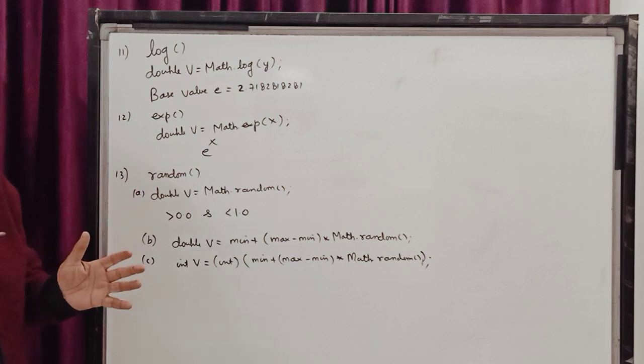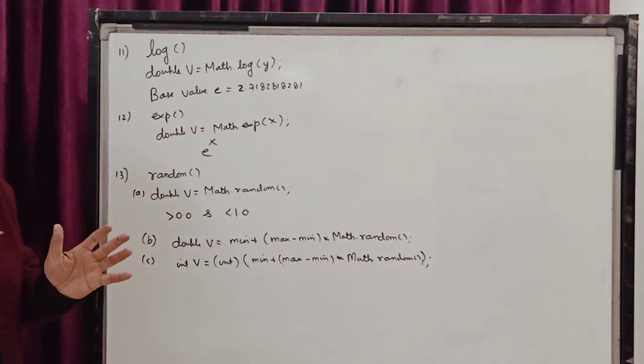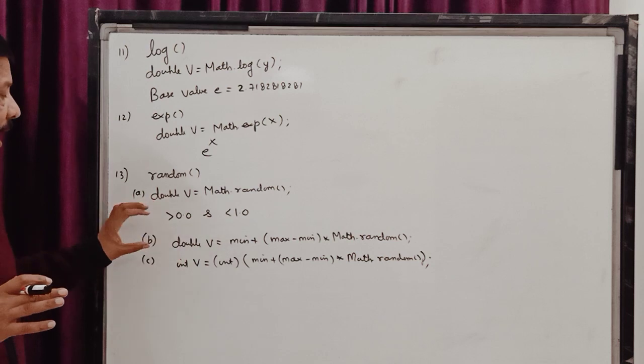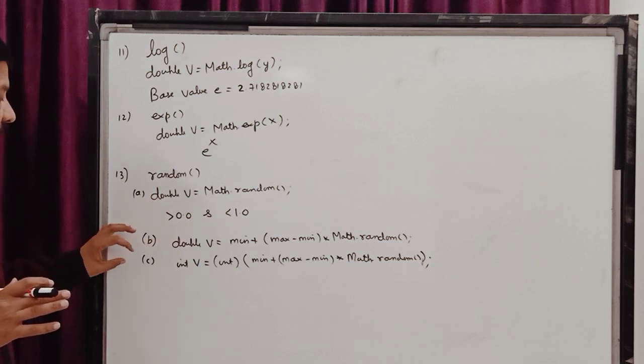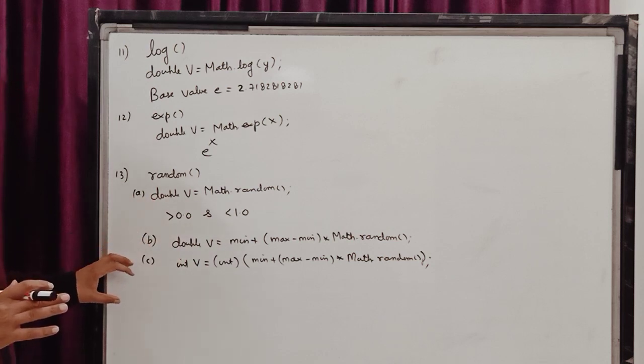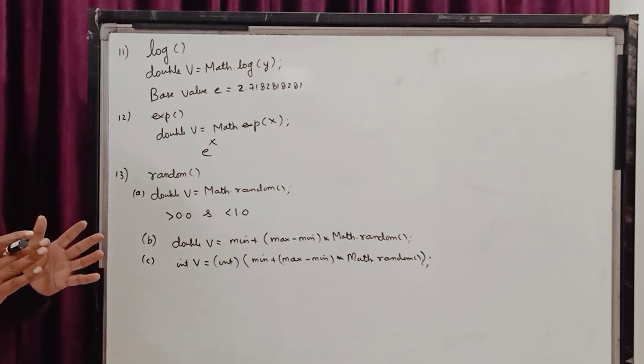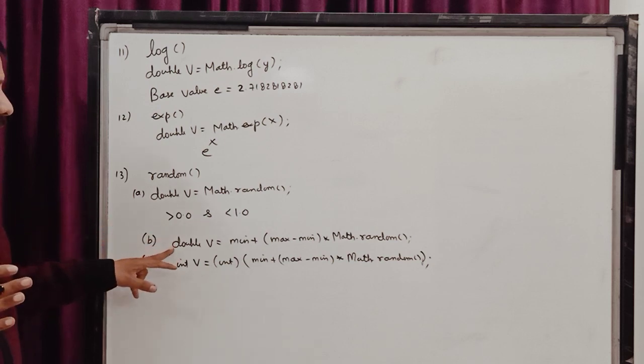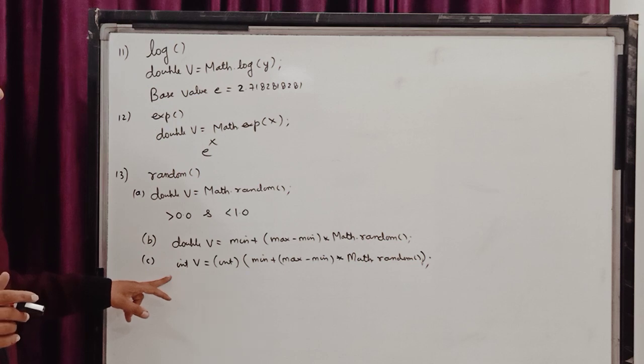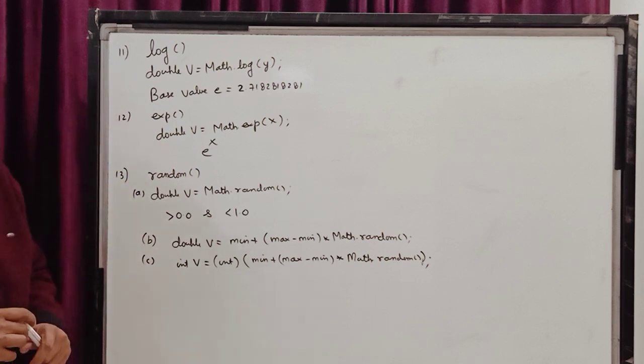Random, this function gives us a random fractional value between 0 and 1, and I can even use this function in these two formulas to get a random number between two values. This is for a fractional number, this is for an integer number. I hope, children, these functions are clear to you all.